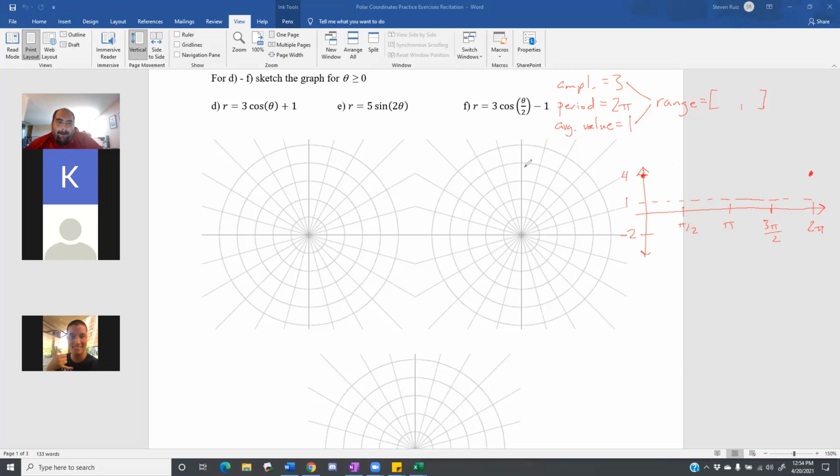Does the sine start through the origin? Correct. Or it starts at whatever the average value is. Okay. Makes sense.